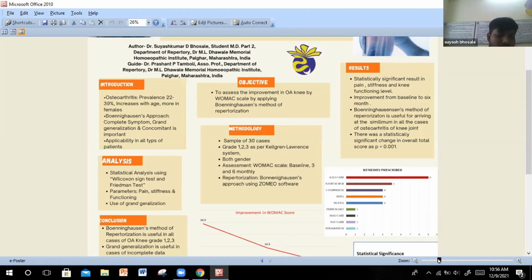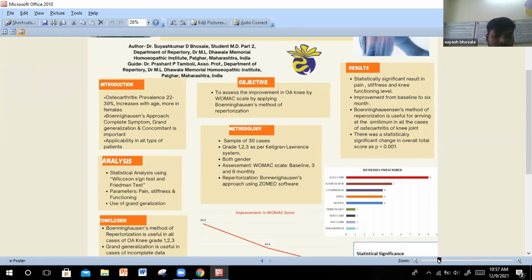Result: in the study, it was found that applying Bonninghausen method of repertorization and selecting similimum provided statistically significant results in pain, stiffness, and knee functioning levels. There was a statistically significant result in overall total score as P is less than 0.01. There was a steady improvement from baseline to 6 months.